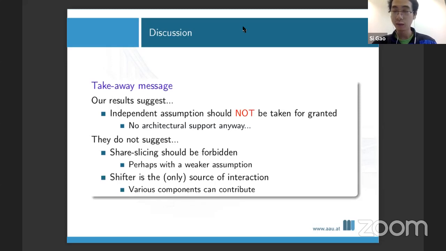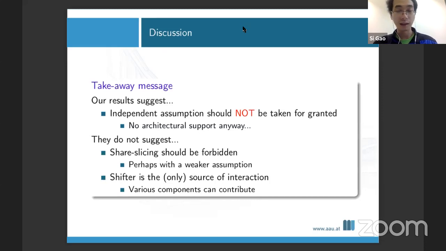If you take a look at the software side of the story, unlike its counterpart on the hardware side, there is no architecture support anyway. But I would also like to claim that our paper or our result doesn't really suggest share slicing should be forbidden. Maybe you can switch to a slightly weaker assumption. Let's say I know there is interaction, but the interaction on the software processor I'm using is not really that strong, so I can perhaps ignore it for a while.